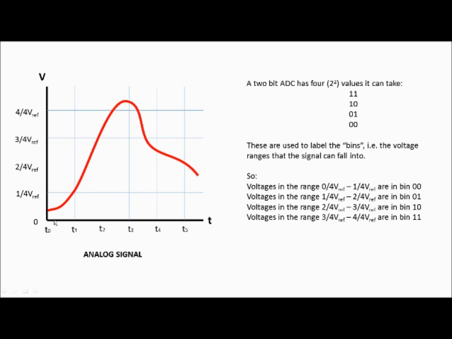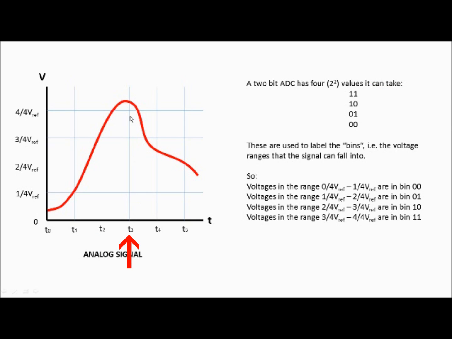So going through this, at T0, you would tell the ADC module, sample the voltage, tell me what bin it falls into, and it would say, okay, it falls into bin 00, the lowest one. At T1, you would sample it again, and say, what bin does the voltage fall into? The ADC would return a value of 01. At T2, it would return a value of 11, because we're up in this top bin now.